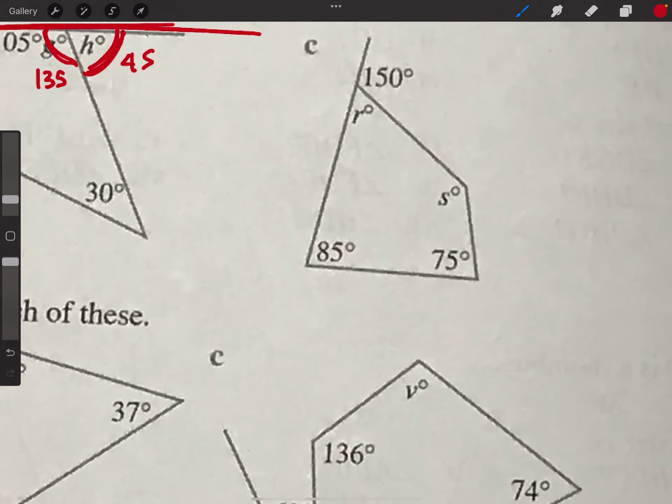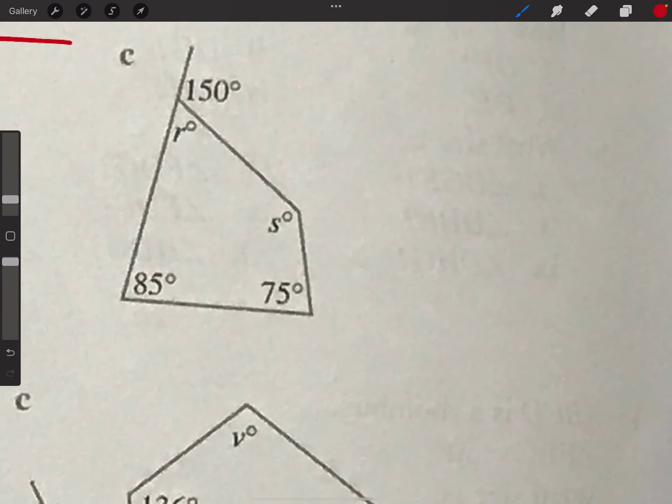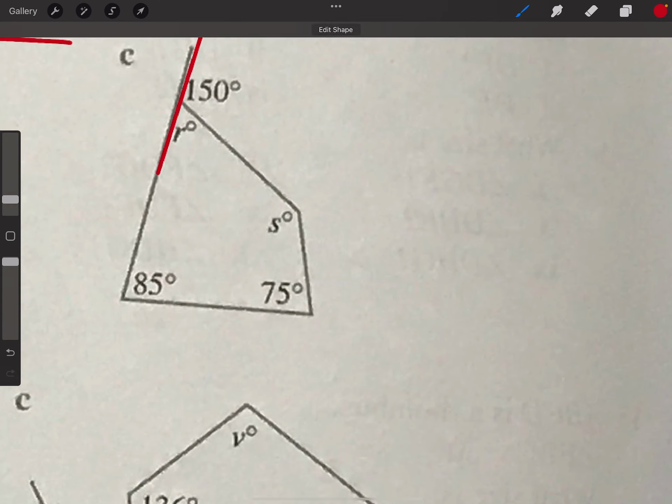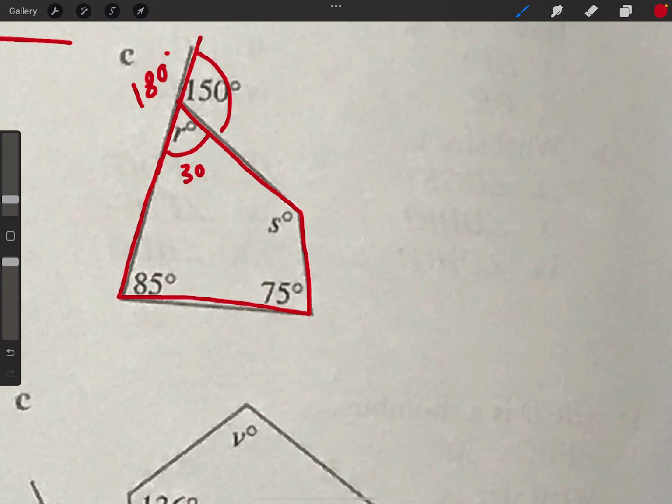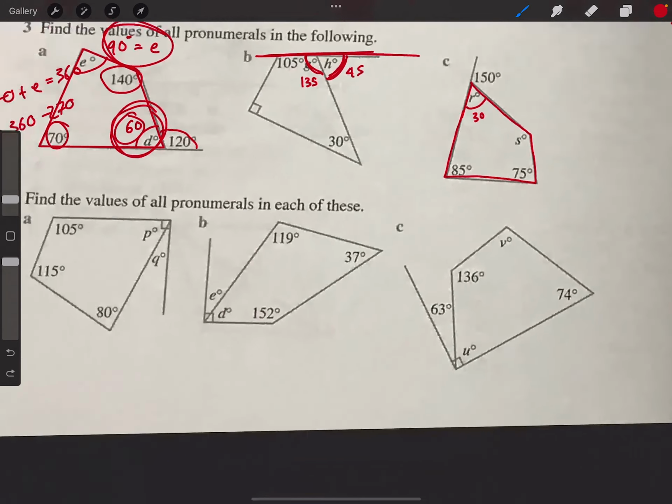Okay, next. Alright, we can look at this and we can work out the angle R straight away. We know that angle R plus 150 makes a straight line. And we all know that a straight line is going to be 180 degrees. So this one must be 30 degrees, because 30 plus 150 will make 180. And if you have 30, you have a four-sided shape here. Okay, this is 30. You can find out S. I'm not going to do that for you, so you can do that yourself.